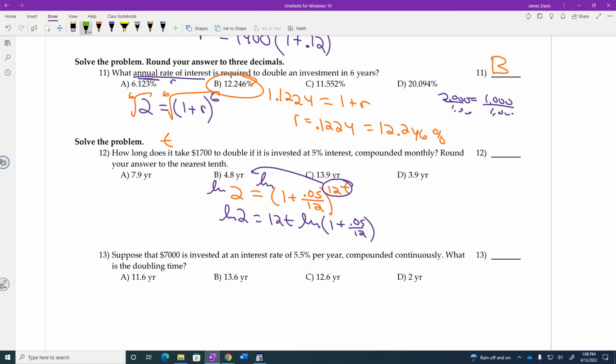All right, now what? Divide by that natural log, right? Cancel it out. I do that on both sides. And now we can go ahead and type it in. So we have natural log of 2 divided by the other big natural log. Make sure you can type that in.